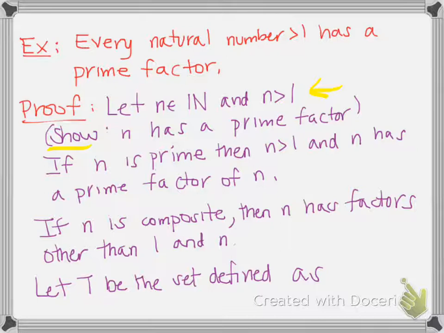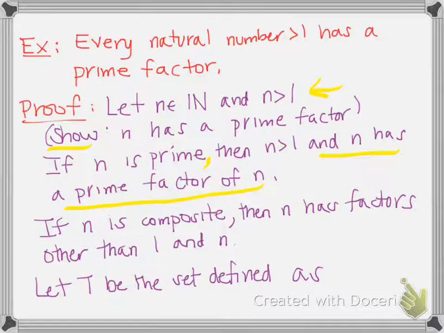So if n is prime, then n is greater than 1, and n has a prime factor of n, right? Because the smallest prime number is 2. It's its own prime factor, okay? So that's a trivial case, and we're done with that. Now, let's assume n is composite. Then n has factors other than 1 and n, right? Because if it only had factors of 1 and n, it would be prime.